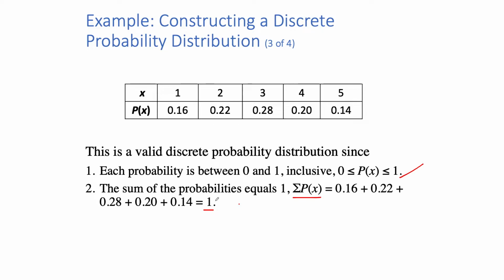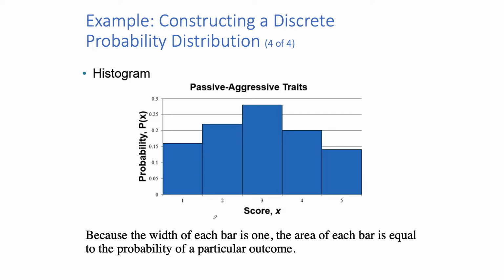That's okay. It meets the two criteria for a valid probability distribution: each of these probabilities is some number between 0 and 1, and the sum of all the probabilities is also equal to 1. Okay, so I can go ahead and actually put this down on a graph.